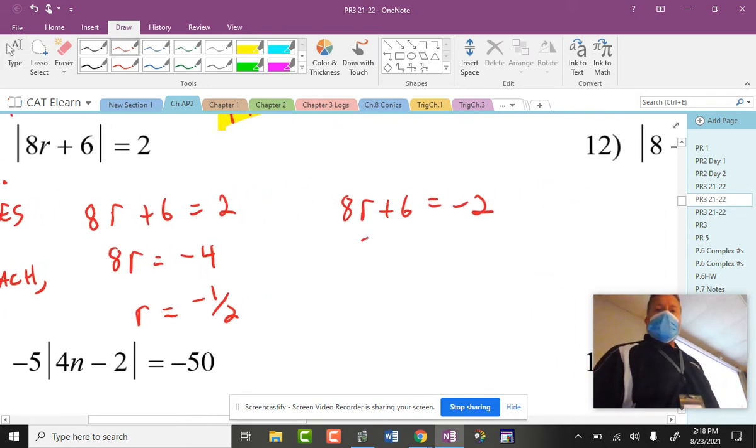Then I'll slide this over and subtract 6. That makes this negative 8. And then divide by 8, that gets me negative 1.